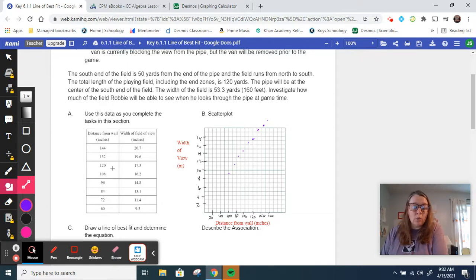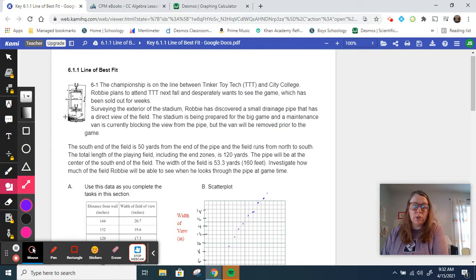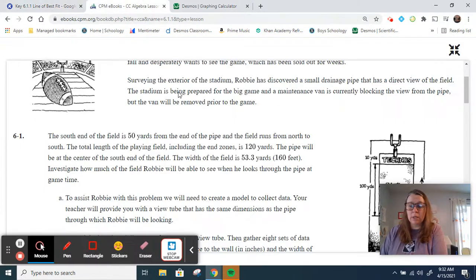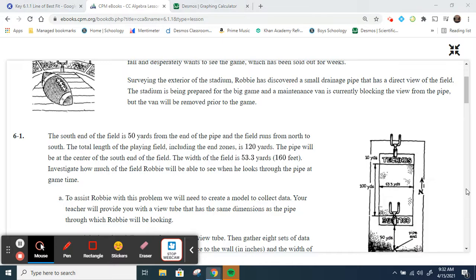And we're going to first start by plotting the data. Before we do that, I do have a picture of the situation here, which is kind of small. So we're going to look at this bigger version. Here's the pipe. So imagine he is standing right up against the pipe, and then he has this field of vision. So here's the 50 yards to the field, and then 10 yards here, and then this is 100 yards, and then 10 yards here.